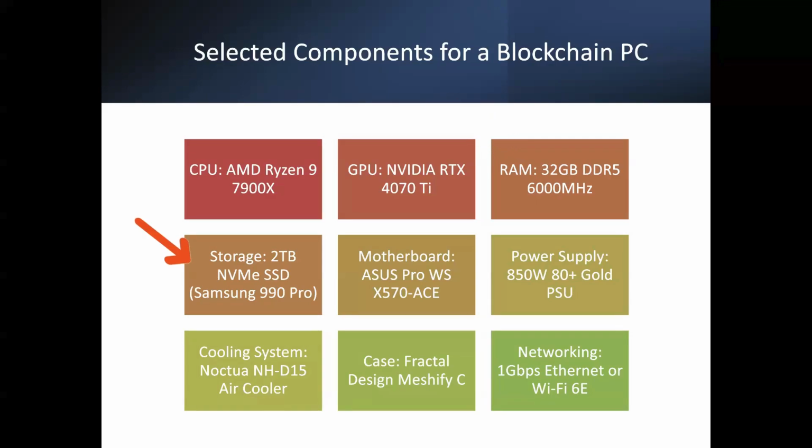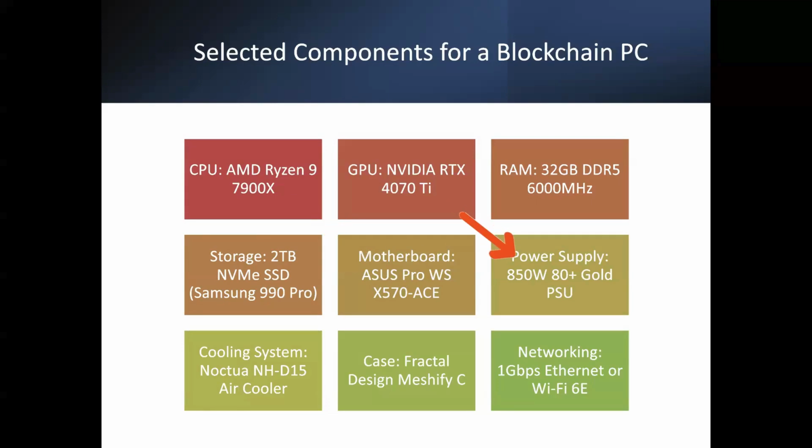For storage, I have 2 terabytes of NVMe SSD. I chose the Samsung 990 Pro. This is for fast read-write speeds, which is crucial for syncing blockchain ledgers. The motherboard to connect all this is the Asus Pro X570. This is, again, for stability and reliability. It's going to support the high performance components that we selected, like the RAM, GPU, storage, etc.